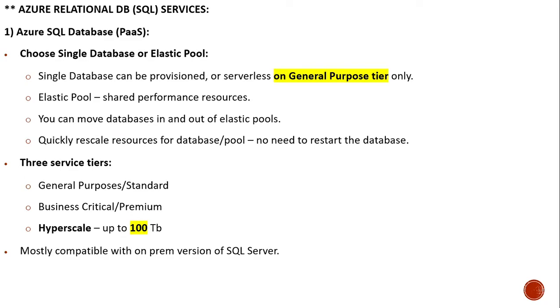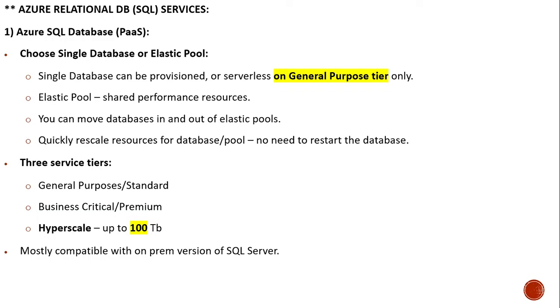The next is the Azure relational database services offered by Azure. The most important service or SQL database is Azure SQL Database, which is a platform as a service offering by Azure. We can either choose a single database or an elastic pool of databases. An elastic pool has shared performance of a pool of resources. We can move databases in and out of the elastic pool as per our requirement. That means we can quickly rescale our elastic pool without restarting the databases.